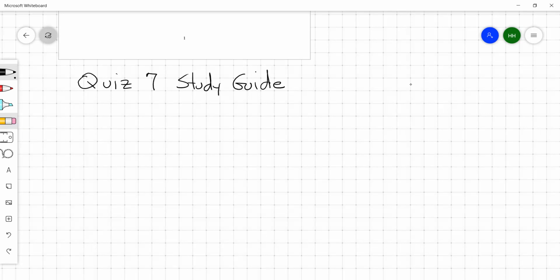So on this study guide, the first 7 problems are multiple choice. Here's number 1. Number 1, you're asked to write an equation in slope-intercept form for the line through the point 3, -9 with a slope of 2.